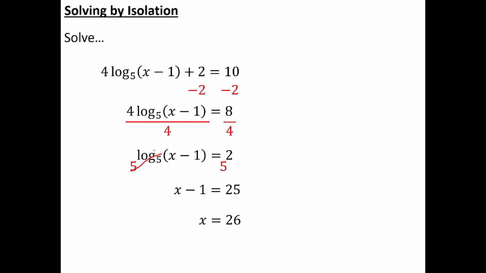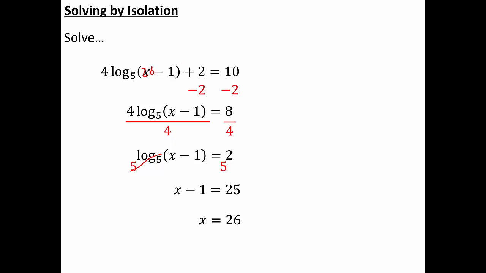We could take that 26 and plug it back in at the top, and we could check this by hand. What's 26 minus 1? Well, that's 25. Log base 5 of 25 is going to be 2. 2 times 4 is 8. 8 plus 2 is 10. So I know x equals 26 is correct.